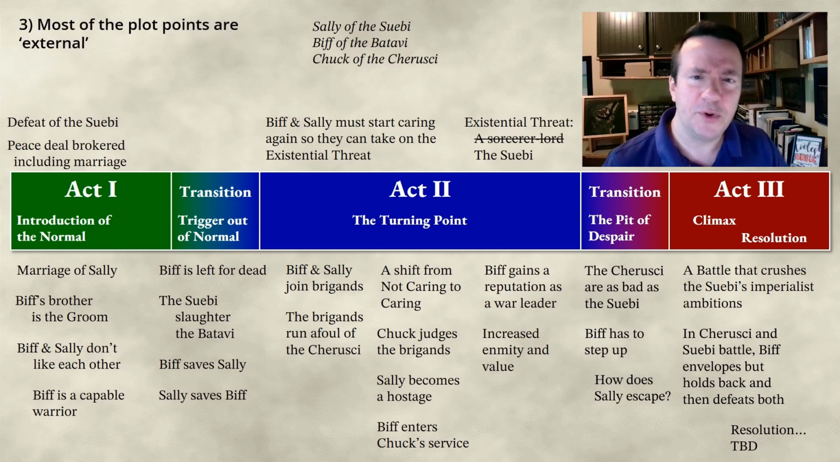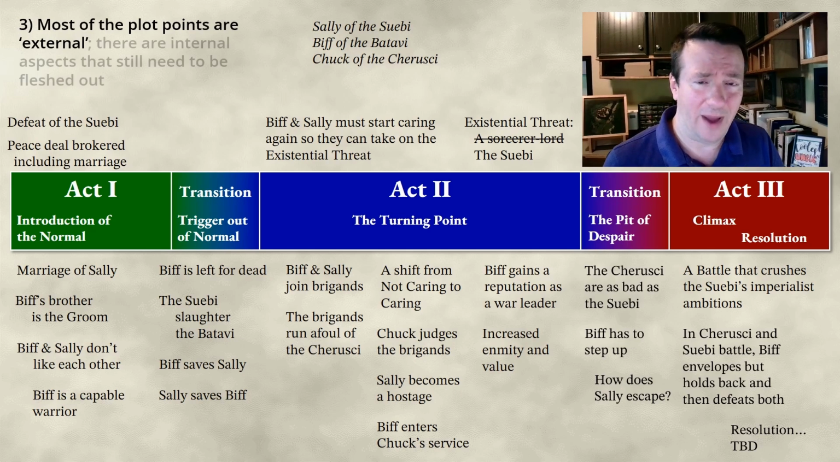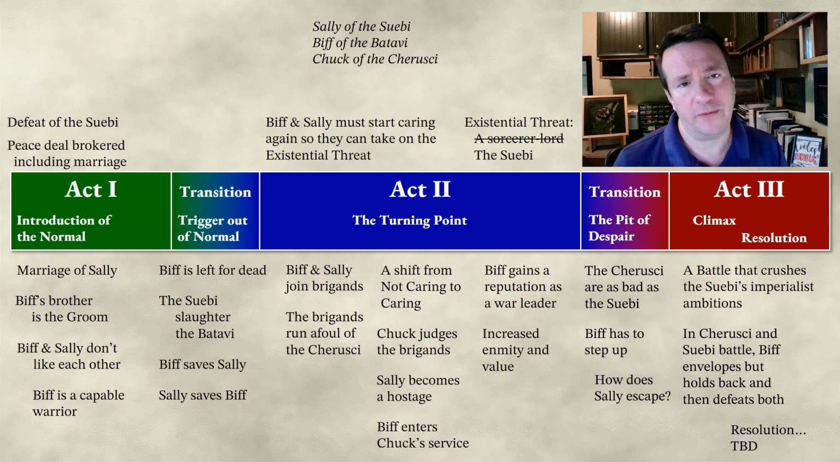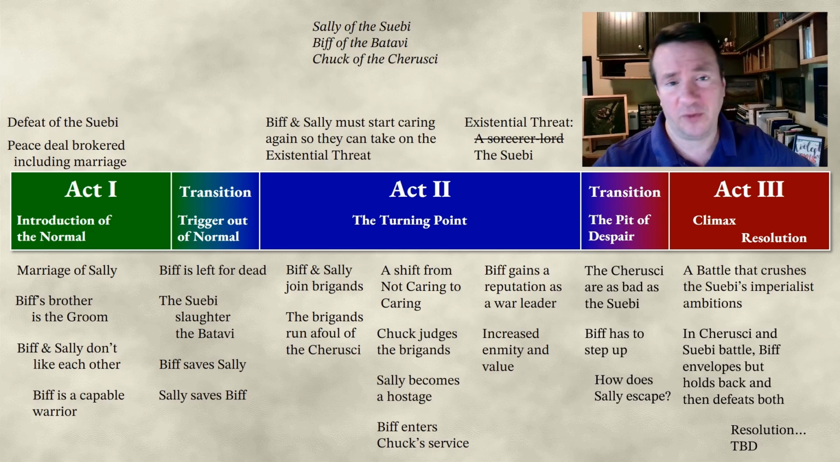Third, you'll notice that most of the critical points I've come up with are what might be called external plot points. They are physical actions, sometimes across geographical space, resulting in physical outcomes. From the setup and throughout, I've hinted at certain internal aspects that still need to be fleshed out. Perhaps before the writing begins, but maybe as I work through the process. The most important of these is the relationship between Biff and Sally. They start out as grudging, forced together allies, but what do they become?